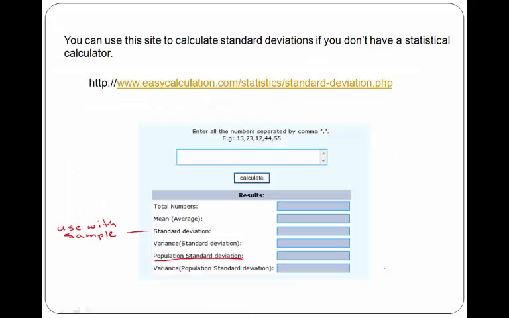You can use this site to calculate standard deviations if you don't have a statistical calculator. You enter your data separated by a comma here, and when you hit calculate, it will fill in numbers for all of the results below.